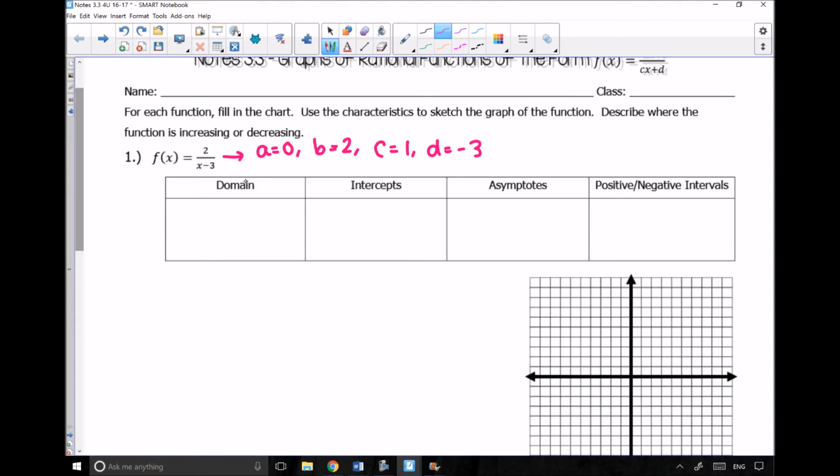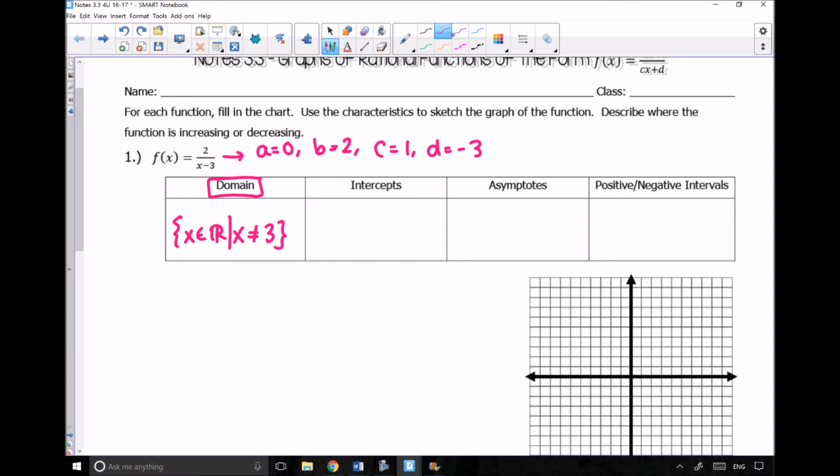So the first thing I want to do is find the domain. Well, if I look at my equation right here, it's clear that x can be any value except for 3. So therefore, I can say my domain is x is an element of the reals, but x can't equal 3.